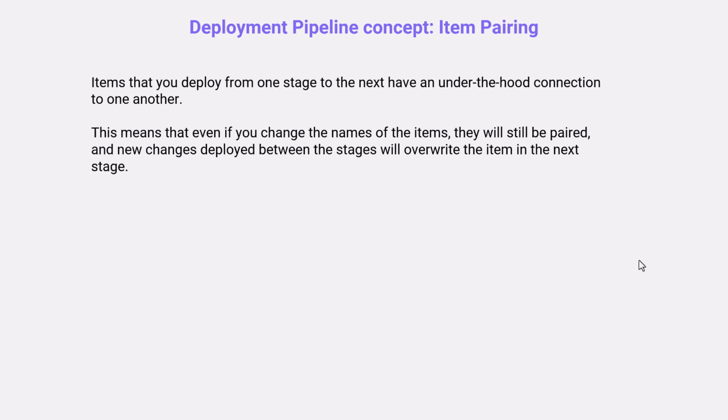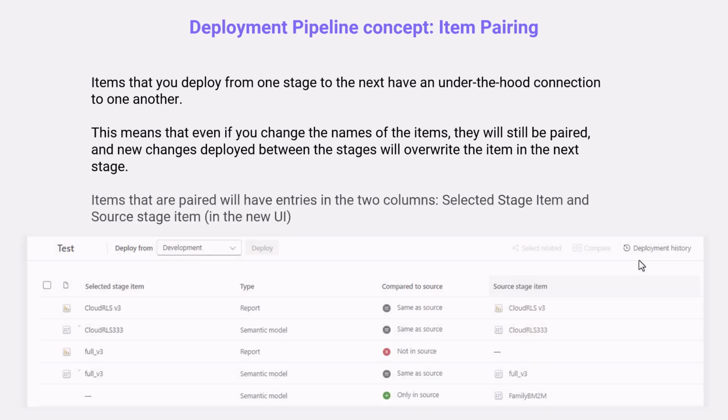We want to maintain this property because it means that new changes that are deployed between the different stages are going to overwrite the item in the next stage. If you deploy a data pipeline on day one into the test environment, then every subsequent time that you deploy that data pipeline, you want it to overwrite that version in the test environment, right?